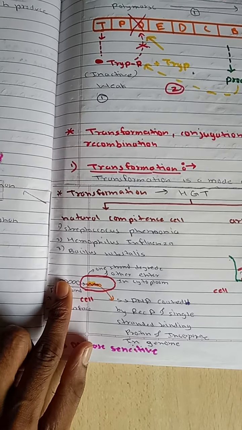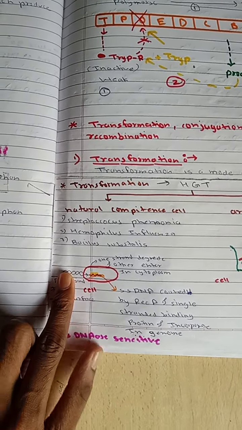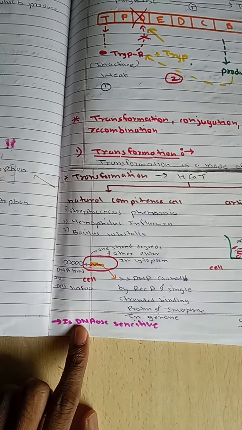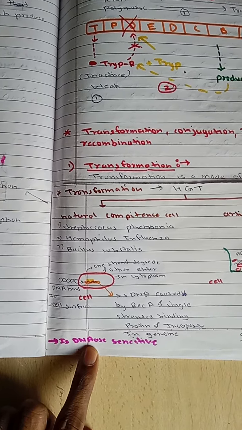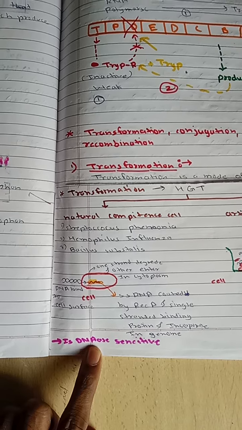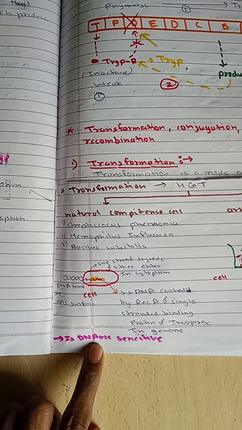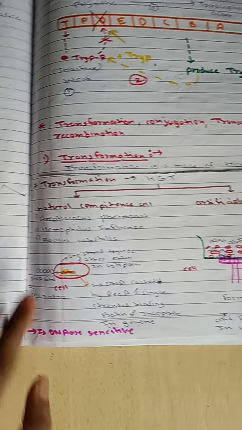So this is the transformation method in natural competent cells, and it is sensitive to DNase, which is the enzyme that degrades or cuts down the foreign DNA in the cells.